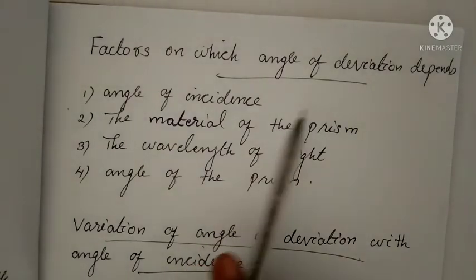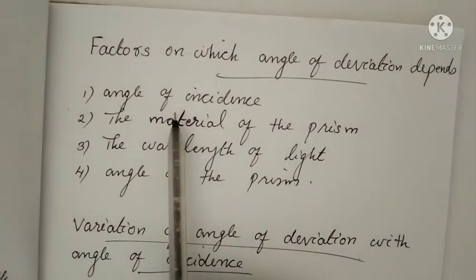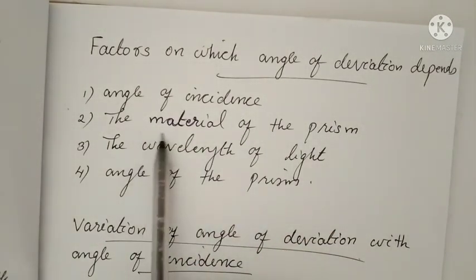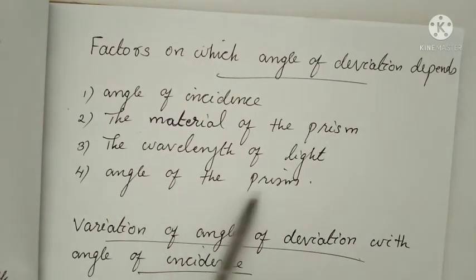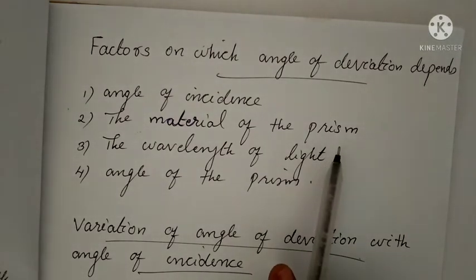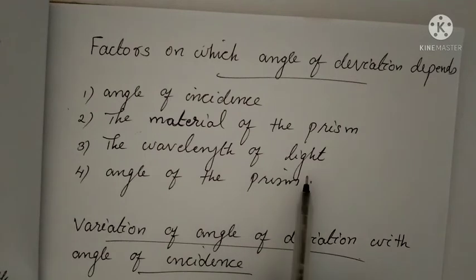There are some factors on which the angle of deviation depends. First one, the angle of incidence, then number 2, the material of the prism, the third, wavelength of the light used, and the fourth, angle of the prism. The material of the prism represents the refractive index of the prism. So angle of deviation increases with the increase in the refractive index of the prism. In the case of the wavelength, angle of deviation decreases with the increase in the wavelength.